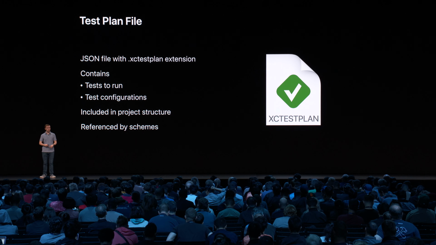So now that you've seen test plans in action, I'd like to mention a few details about how it works. A test plan file is really just a JSON file with a .xctestplan file extension. And it contains all of your tests to run, as well as all of the test configurations which describe how your tests will run. Now, a test plan file is included in your regular project structure, and it can be referenced by one or more schemes.